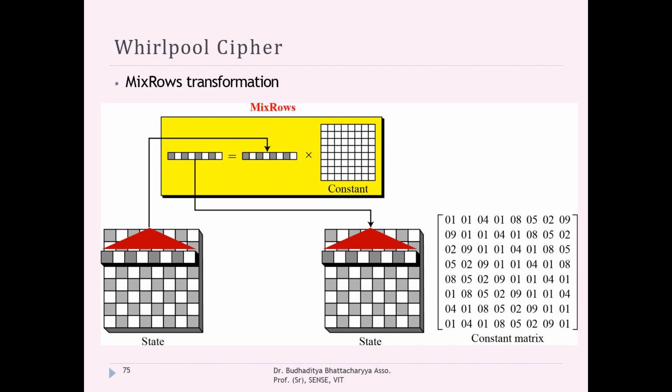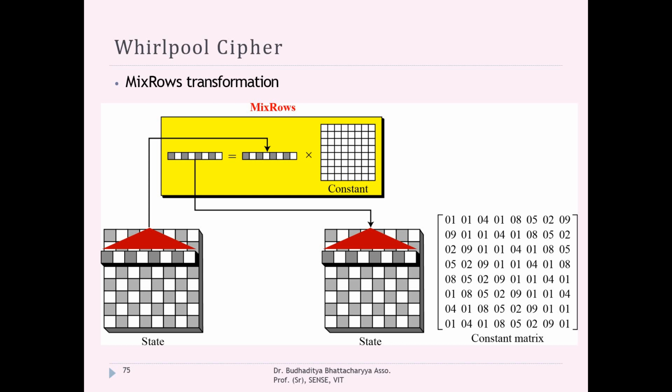In AES also we remember, right? 2, 3, 1, 1 it was there. Next column was 1, 2, 3, 1. Next column, again a rotation happened. Same thing has happened, except that the dimension is a bit more. And the process is same, as you can see.